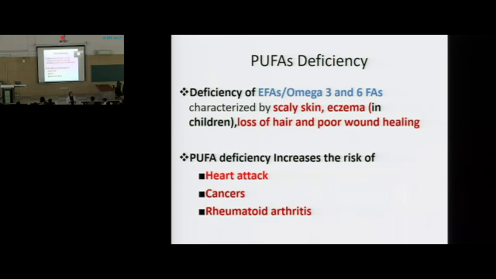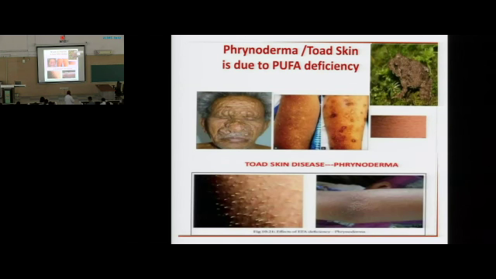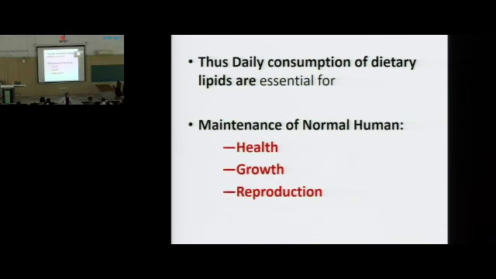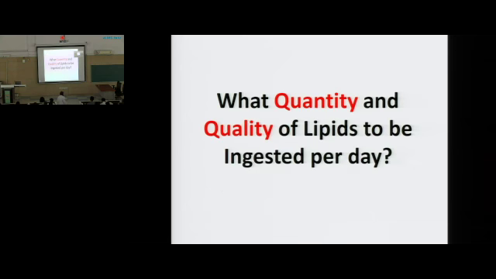So if the ingested lipids are low in PUFA, what suffers? What is the disease we have already studied? There is phrynoderma, toad skin. This is a deficiency where the skin becomes scaly, and there is protrusion of the hair. This is the toad skin disease, phrynoderma, caused due to deficiency of PUFA. The heart and brain will not be developed as required. Understanding? So in short, what is the significance of eating fat? To protect our heart and brain, to have normal health, growth, and normal reproduction, because this is very important for every human life. This is maintained normally because of the daily consumption of fat.